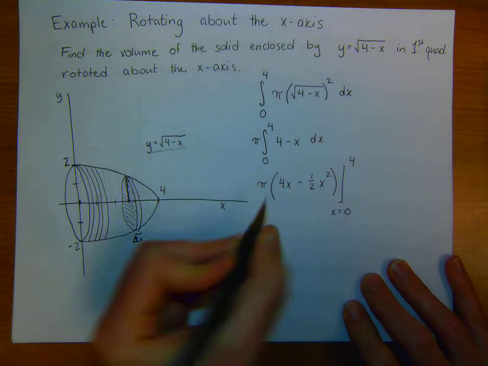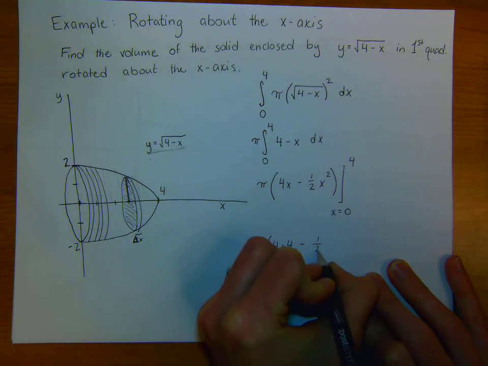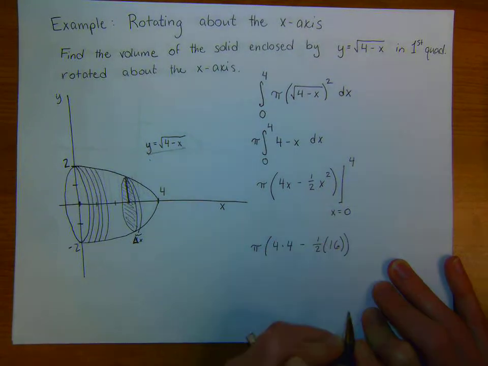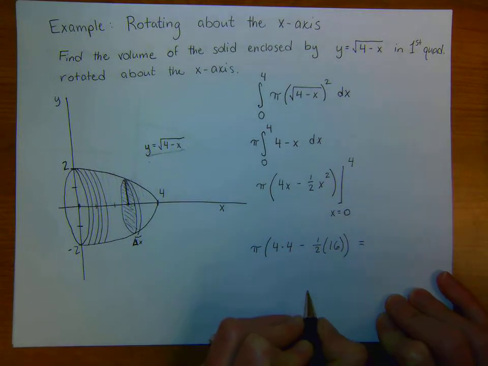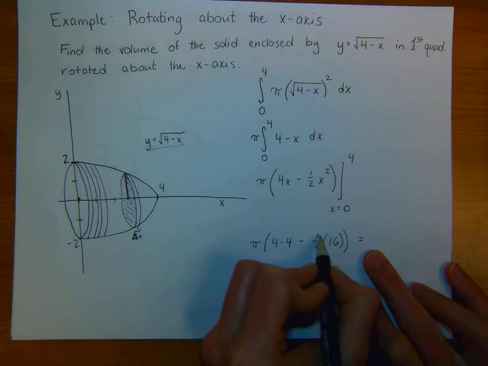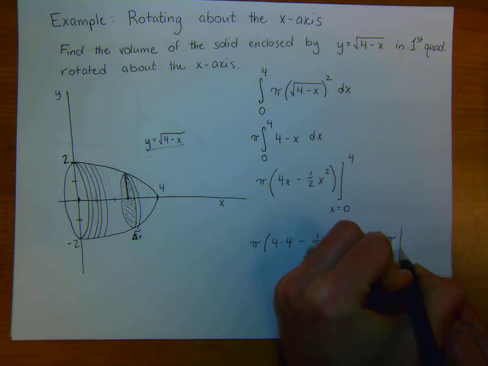That's pi times 4 times 4 minus 1/2 of 4 squared, which is 16. So 4 times 4 is 16, and half of 16 is 8, so that ends up being 8 pi.